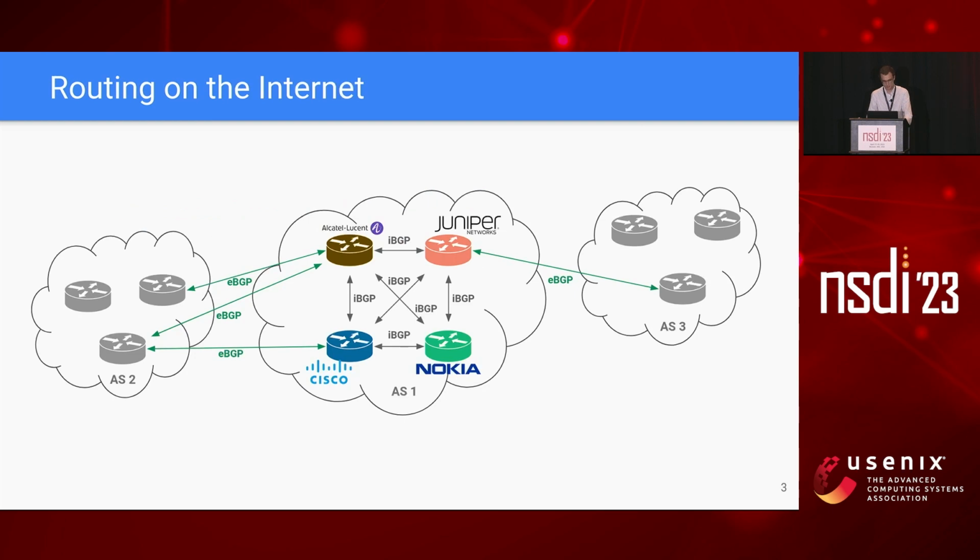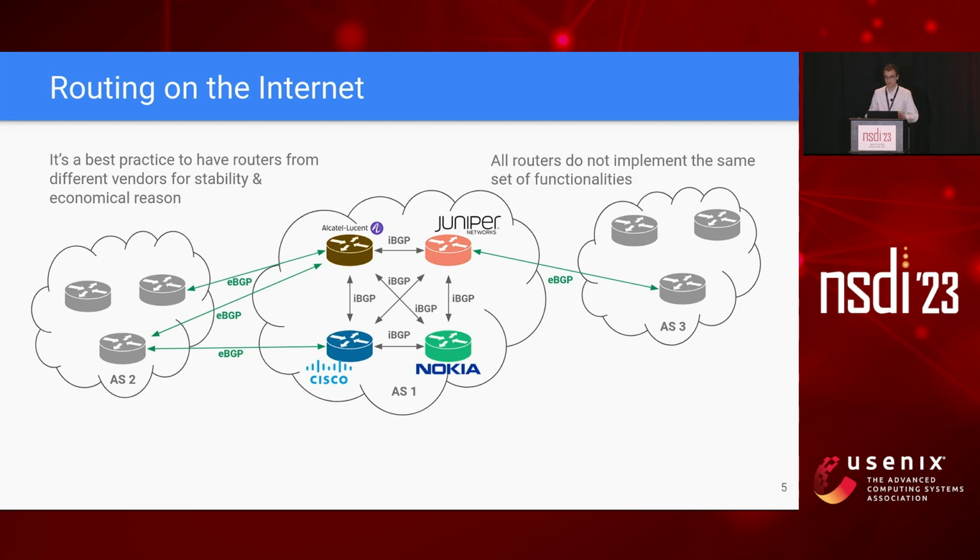In traditional routing, you have routers from different vendors, and this is a best practice, in fact, for economical reasons and for stability reasons. For example, imagine you have a bug in one network operating system. There is a large chance that not all operating systems have the same bug. And because of this plurality of vendors, all the routers do not implement the same set of functionalities. And this is a major problem for evolving your network.